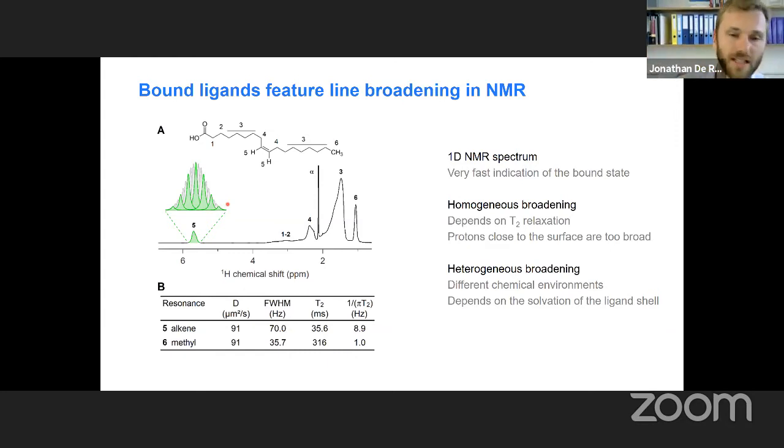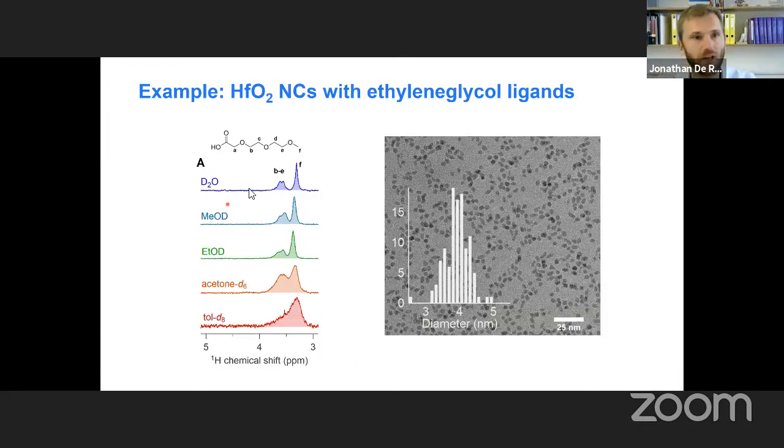So let us look at an example. Here we change ligands a little bit. So here we have another model system. These are hafnium oxide nanocrystals with this little polar ligand on the nanocrystal surface. And you also see the TEM here, they're quite beautiful nanocrystals. But if we now look at their proton NMR spectrum in different solvents, we see that the line width is very different in those different solvents.